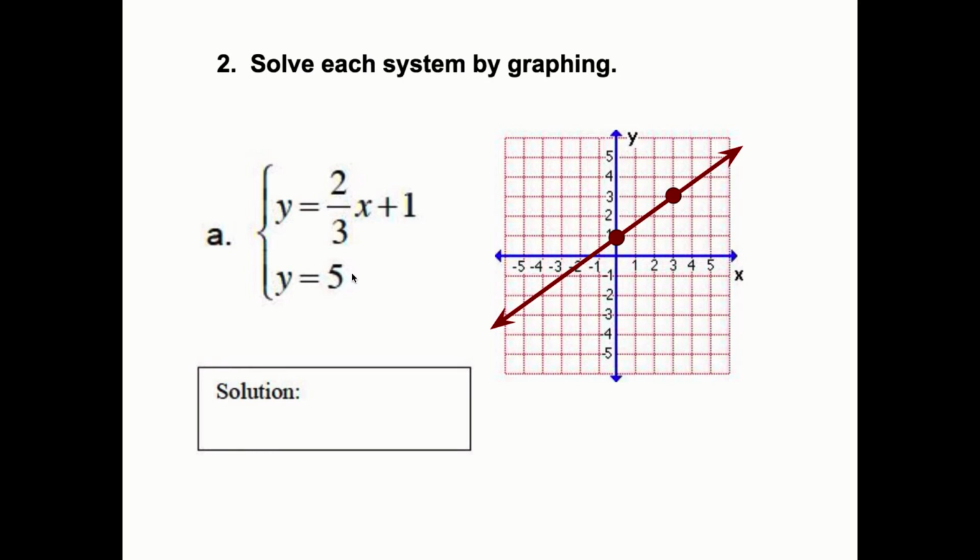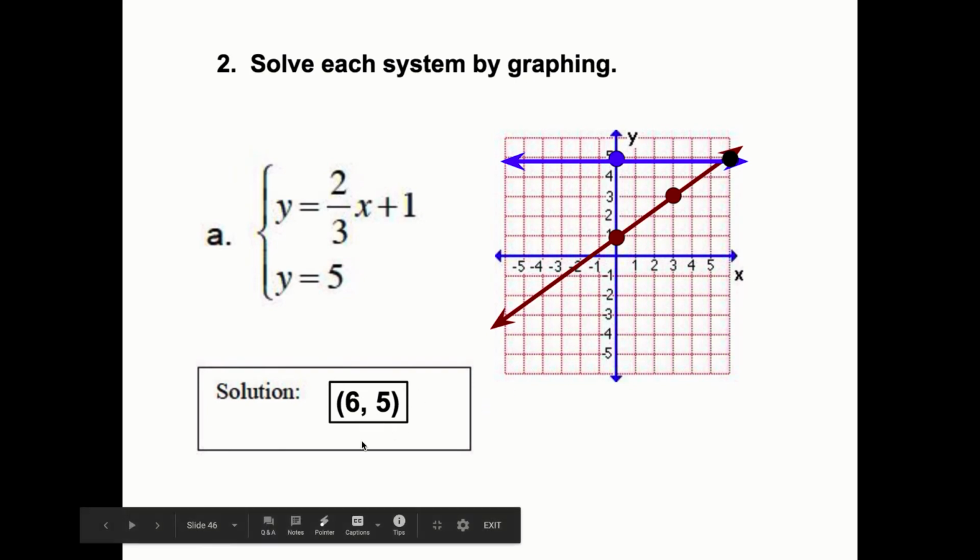Second line is y equals 5. So notice that the y-intercept is 5. We have 0 x's, so the slope is 0. So it's a flat line through y equals 5. So the solution is where those two lines cross, which is at the coordinate 6, 5. Make sure you put it in parentheses.